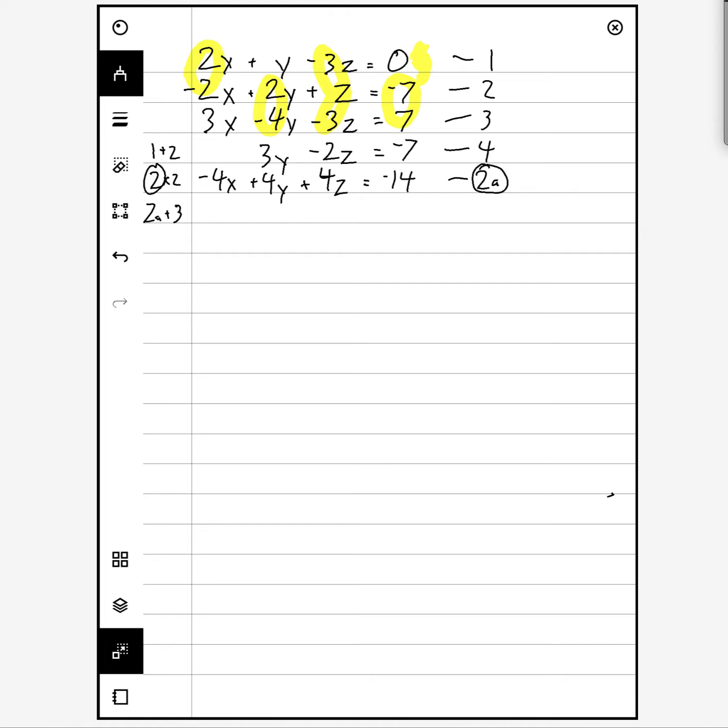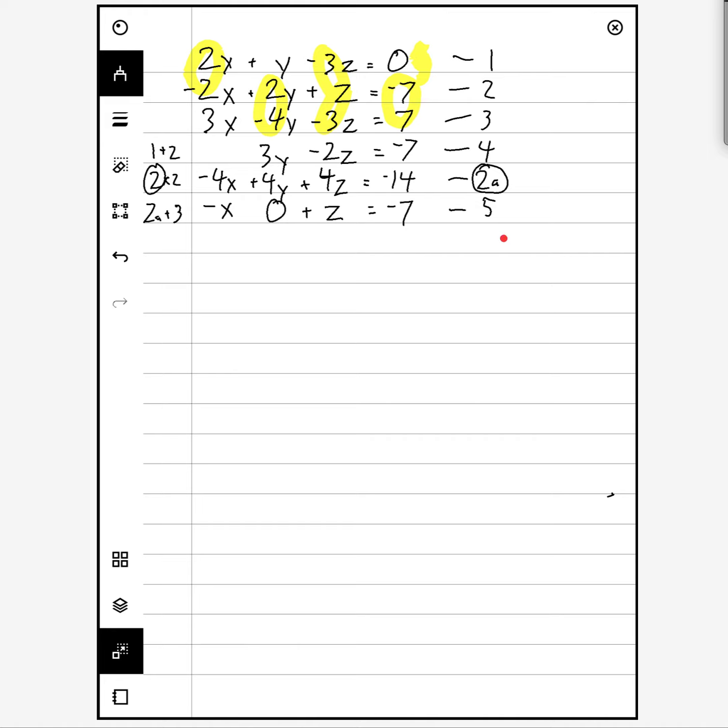So 2a plus 3. We're going to get negative x. We're going to get 0 here, because that's our goal. And then we're going to get z equals negative 7. Cool. And this is going to be our equation 5. What else can we do?